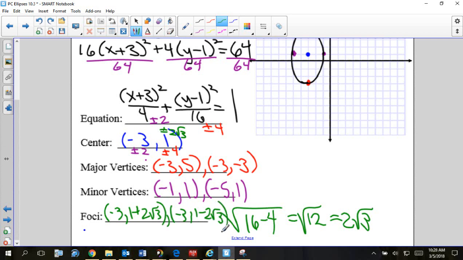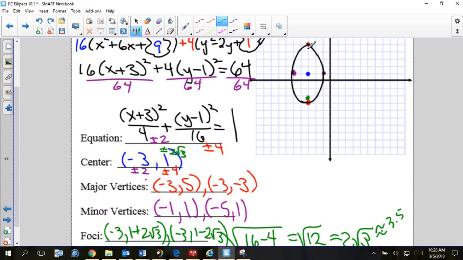I kind of ran out of space there. So to graph it, I need to know what 2 radical 3 is. It's approximately 3.5. As soon as you have that, go ahead and turn the page and start doing the next one. I'll catch up.